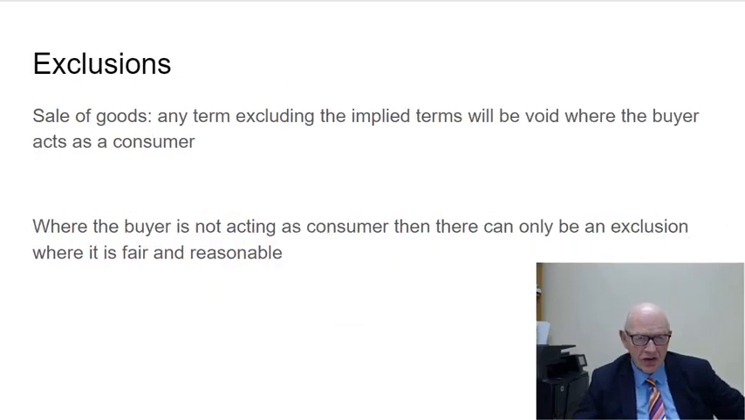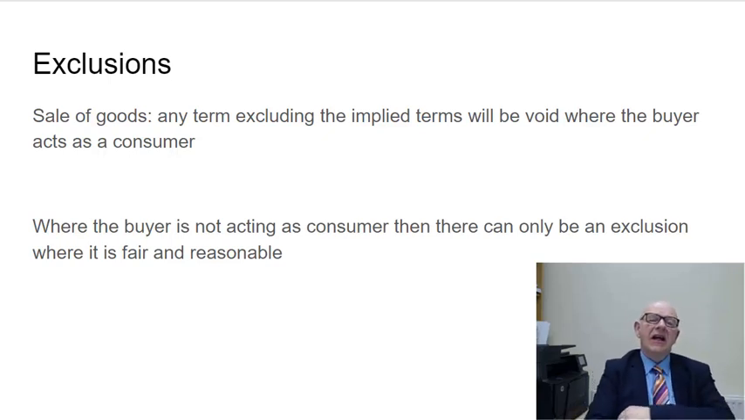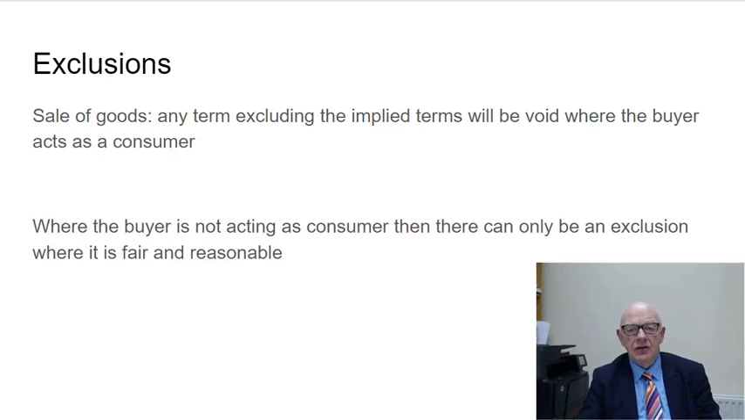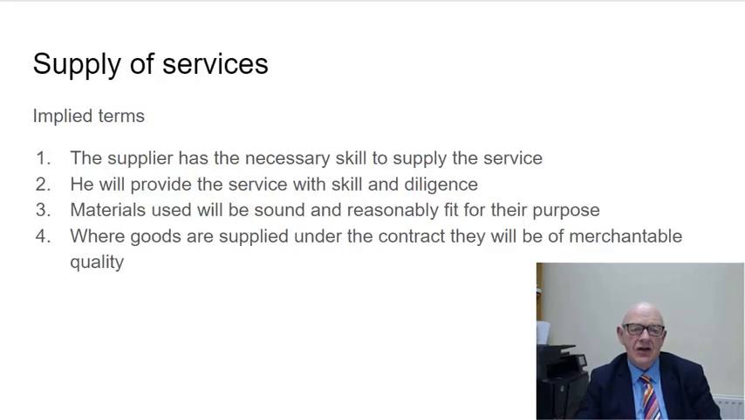When it comes to exclusions, in relation to the sale of goods, any term excluding the implied terms will be void where the buyer acts as a consumer. However, where the buyer is not acting as a consumer, then there can only be an exclusion where it is fair and reasonable. This would be the situation where one business is buying from another business. The first business or the vendor business can exclude certain terms provided the exclusion is fair and reasonable, and obviously the purchasing business would have an opportunity to negotiate and say, no, I don't accept that, or yes, I do accept that.